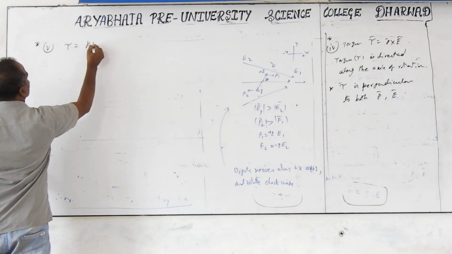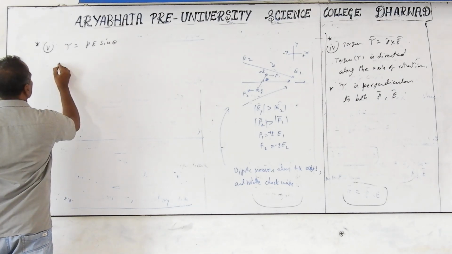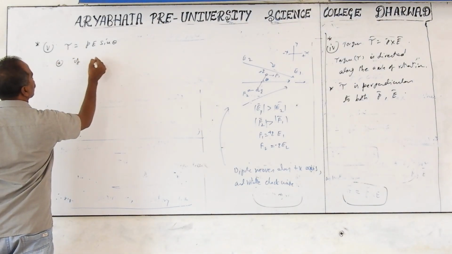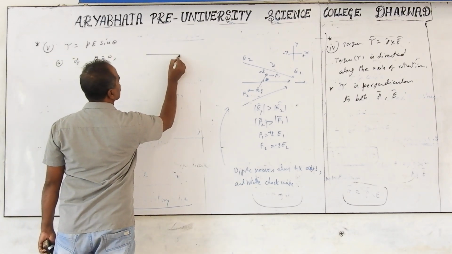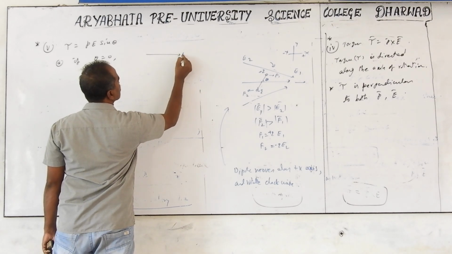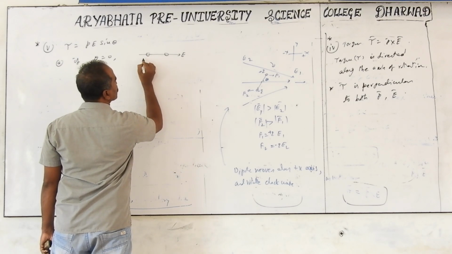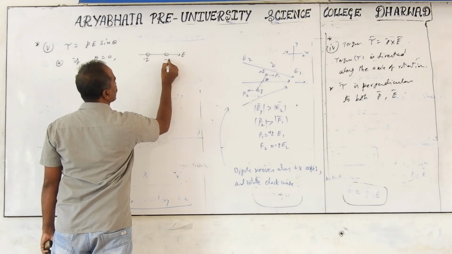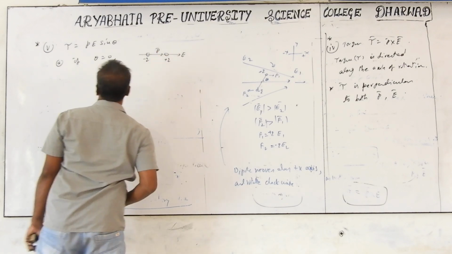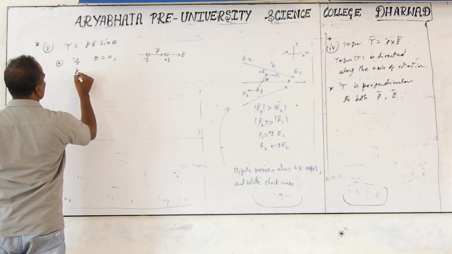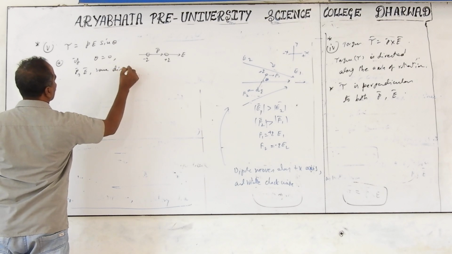Torque, tau, is equal to PE sin theta, magnitude, where theta is the angle. Let us take theta equal to 0 degrees. What does it mean? It means P and E are in the same direction. Electric field and dipole moment are in the same direction. This is the electric field direction and this is the dipole moment. Dipole moment is from minus Q to plus Q. So this is the direction of the dipole moment. P and E are parallel, same direction.